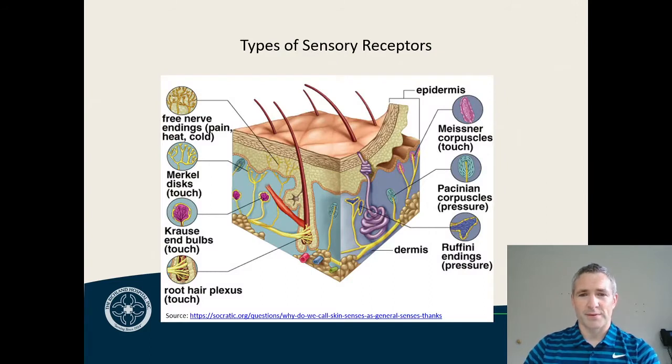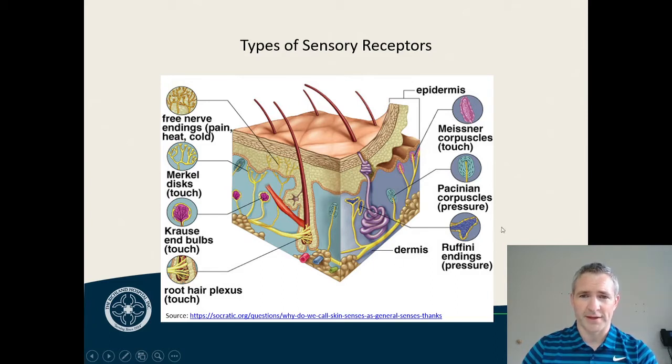All right. So here we go. This is a schematic of the skin. So here's the top of the skin, your hair follicles. And within the first few layers of your skin, we have all these different types of sensory receptors.